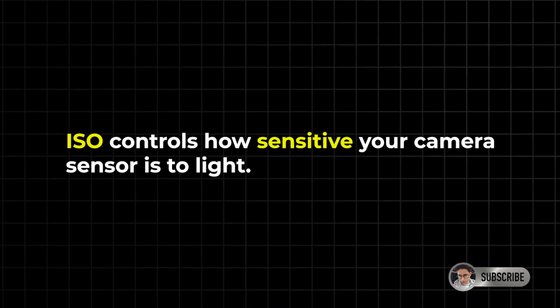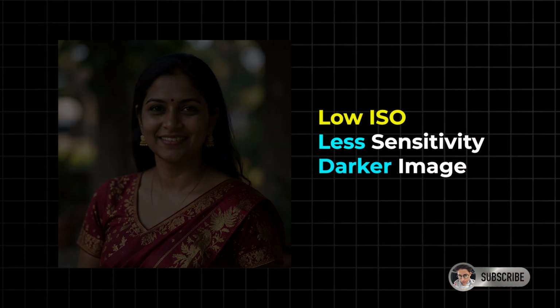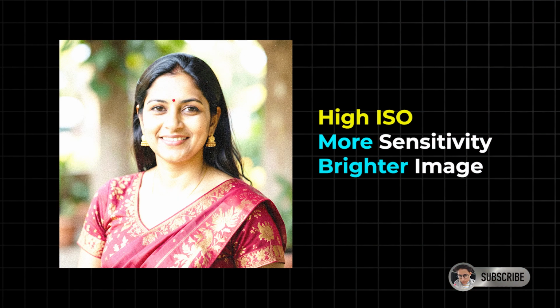Overall, ISO controls how sensitive your camera sensor is to light. Low ISO means less sensitivity, that means darker image. High ISO means more sensitivity, that means brighter image. So let's see this practically.